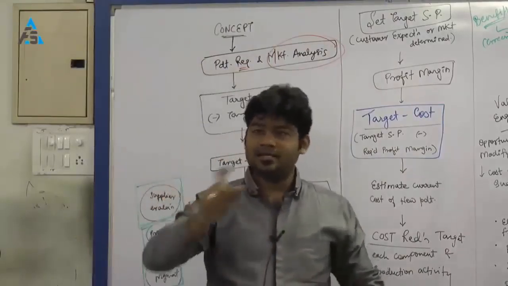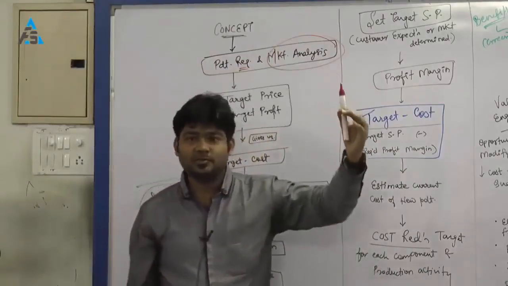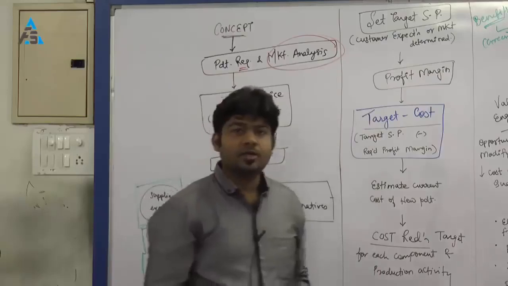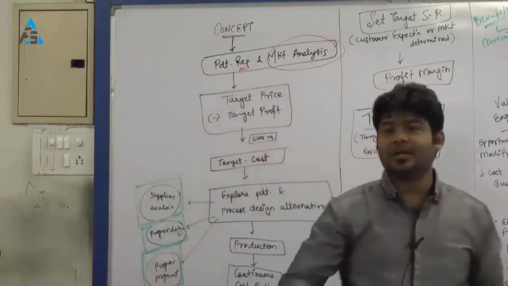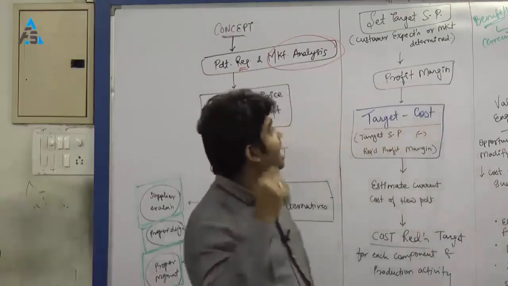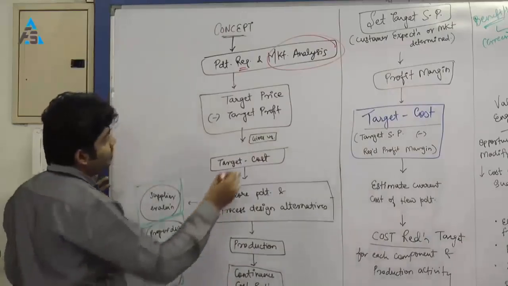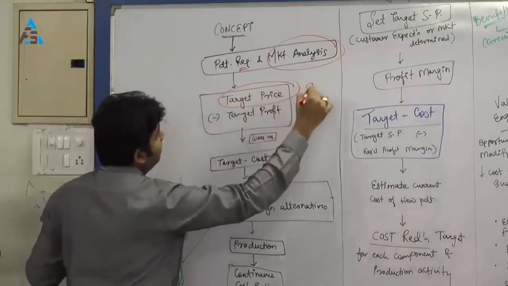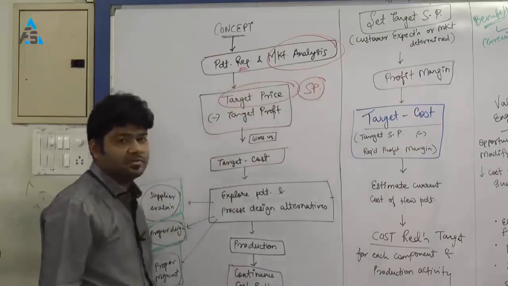So you will analyze ke bhai ye product ka kitna requirement hai. Suppose my pen is the product that I am going to sell. So kitna market mein requirement hai ye pen ka, and based on that I will analyze the market and find out what is the controlling market price of that product.